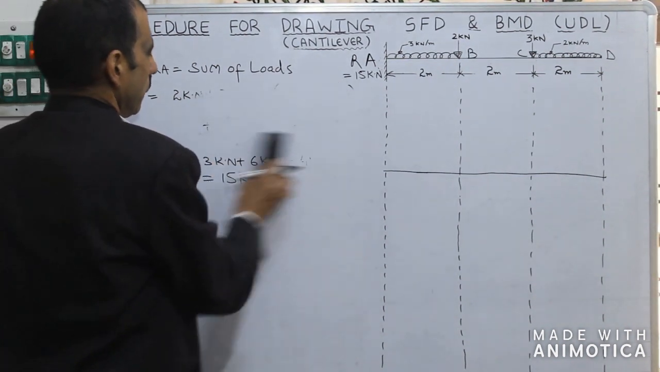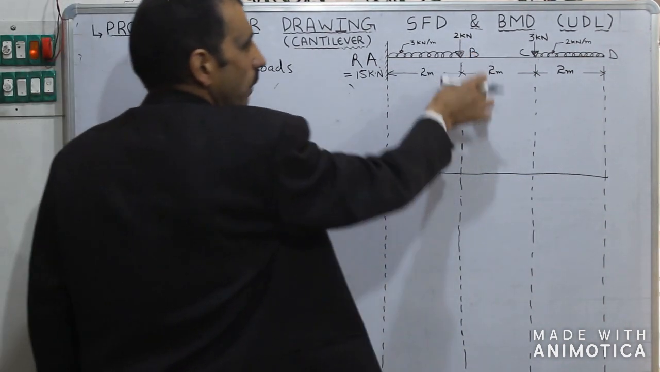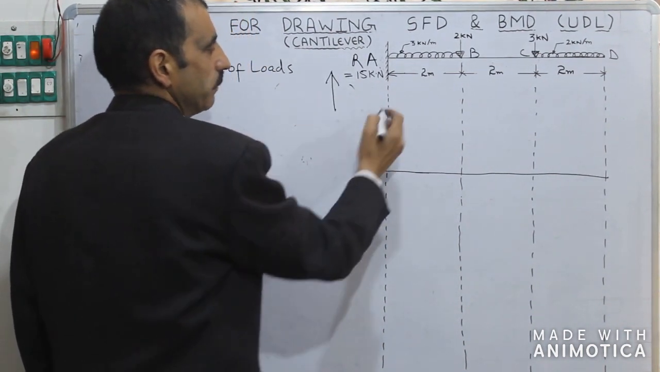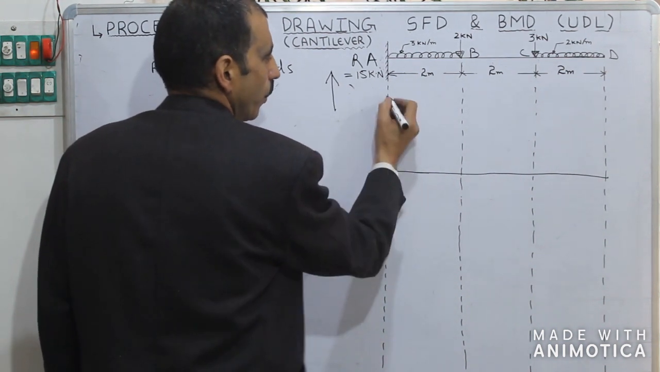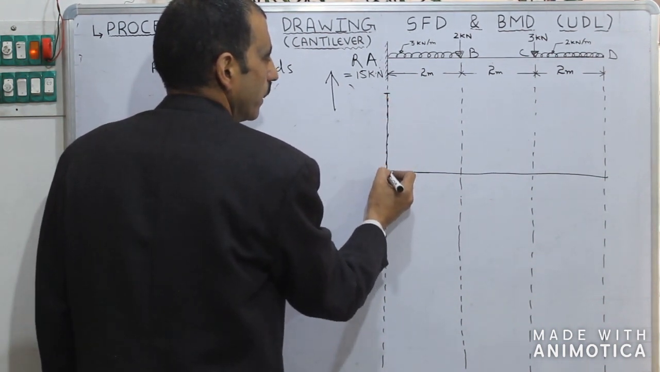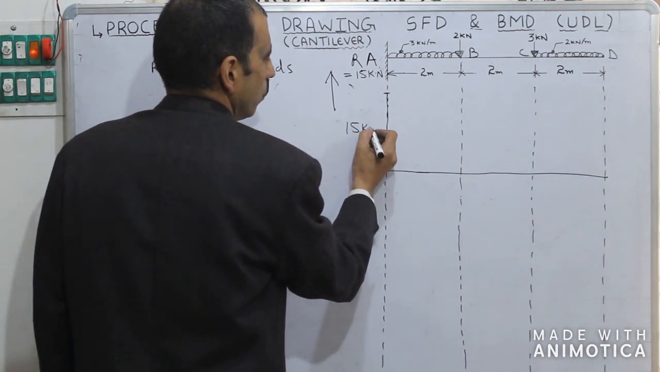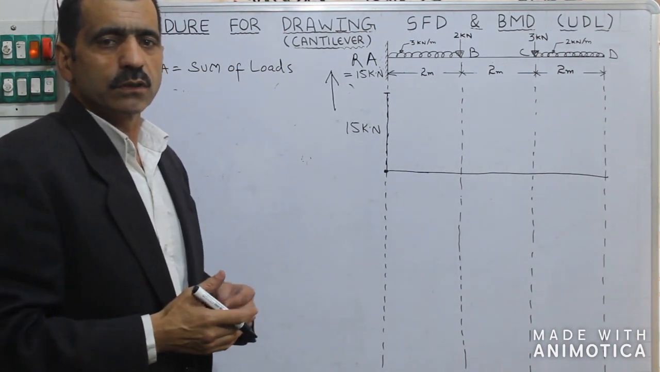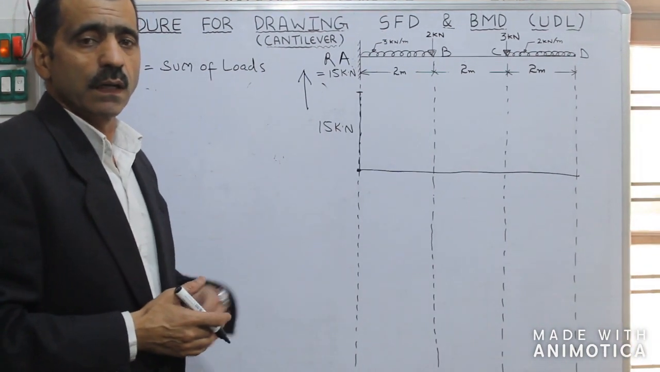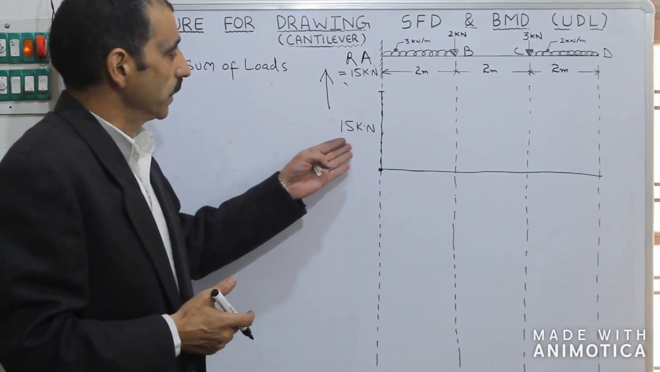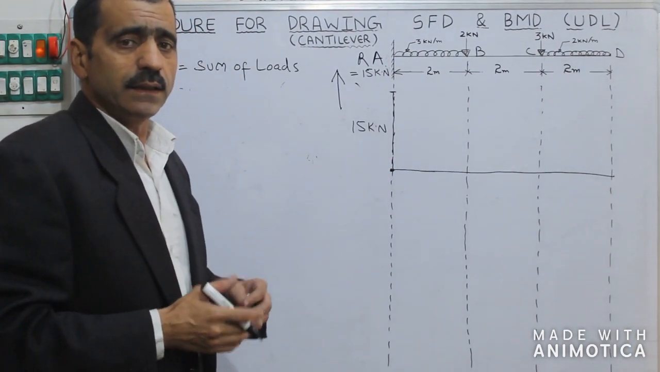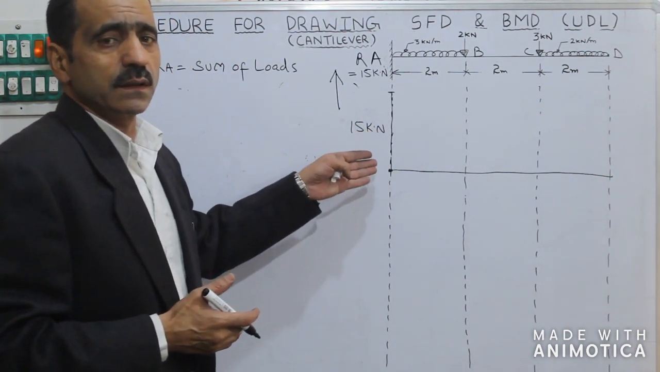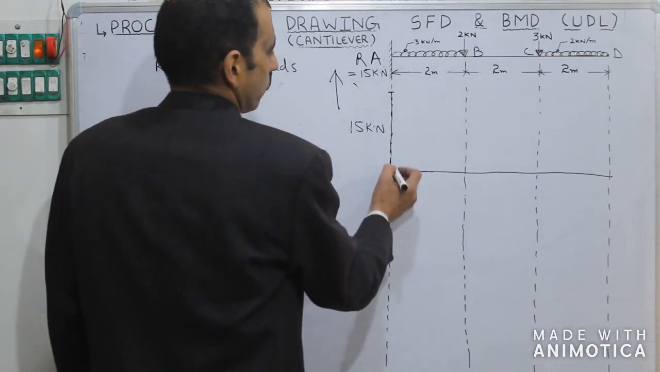If we see, the loads are acting downwards and here the reaction is upwards. That means I will move from this reference point in the upward direction by 15 kN. Now how will we move upwards? Take 1 kN equal to 1 cm, it will become 15 cm, or 1 kN equal to 0.5 cm, it will become 7.5 cm. It is not mandatory that we go exactly as per the scale; take approximate distances. So, 15 kN.